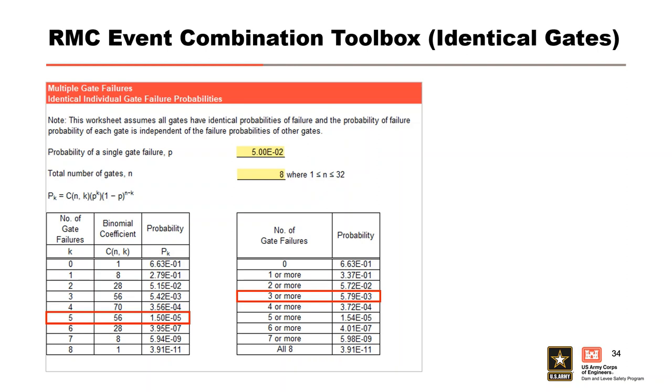To make things a bit easier, the RMC's event combination toolbox can be used to assess the probability of K or more gates failing, or exactly K gates failing. Here's the solution to the previous exercise using the identical probabilities worksheet from the toolbox, since each gate has the same probability of not opening. Simply input the probability of a single gate failure P and the total number of gates N in the yellow boxes, and the spreadsheet will do the rest.